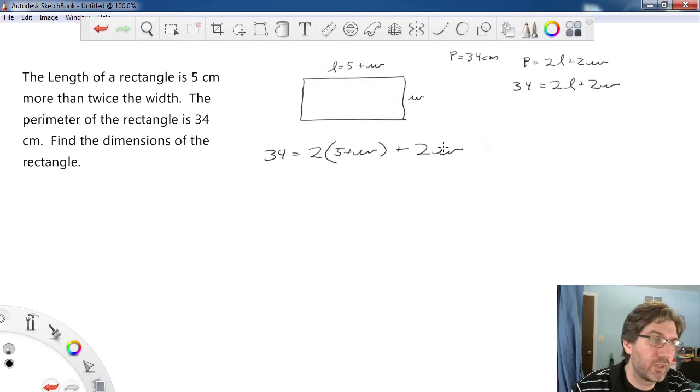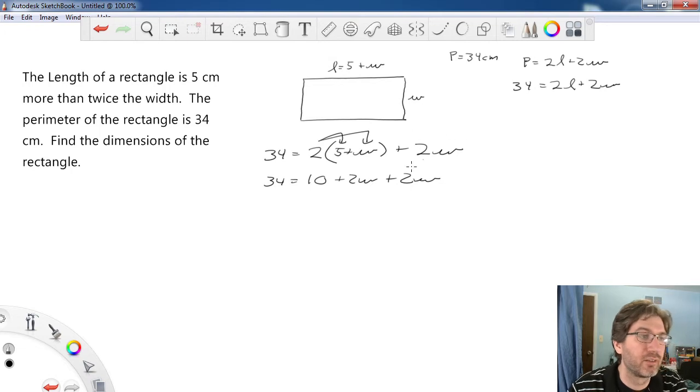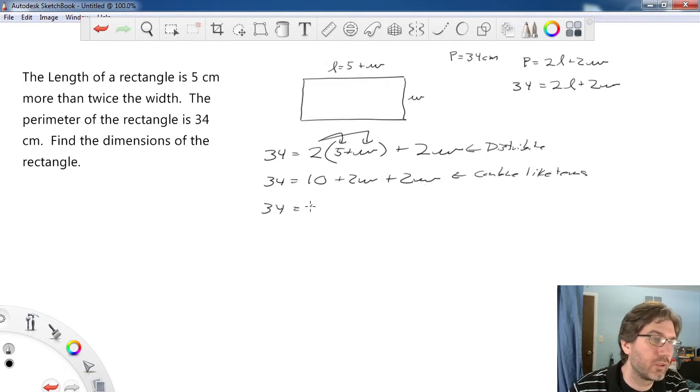Once you substitute in, you can distribute 2 times 5 and 2 times W. So 34 is going to equal 2 times 5, which is 10, 2 times W, which is 2W, and then you add another 2W to it. Now combine the like terms. I can add my W's together, so 34 is going to equal 10 plus 4W.